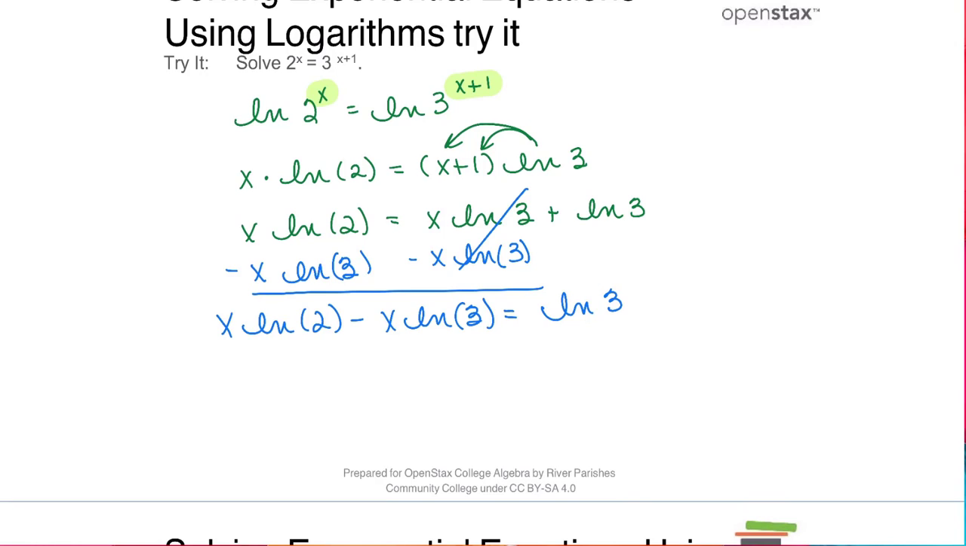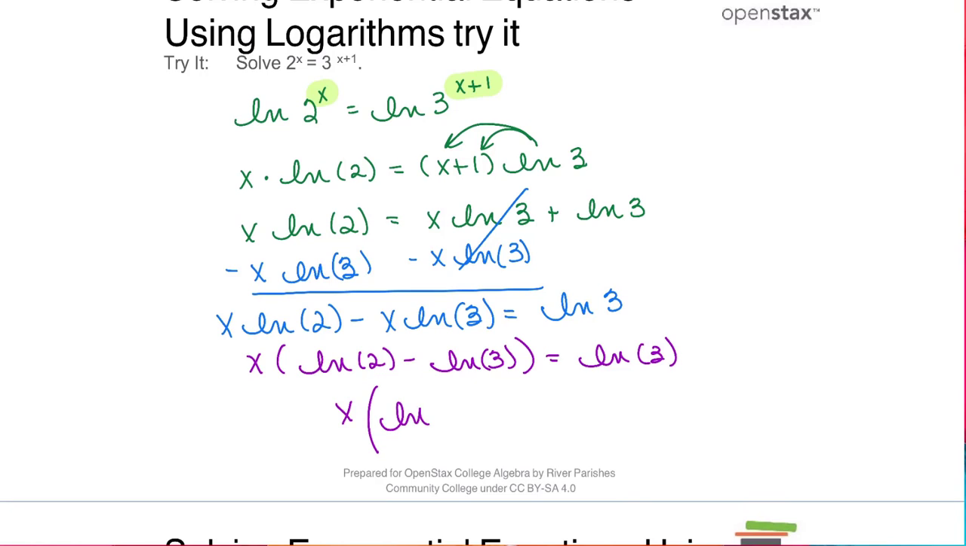And then you want the x by itself, so you have to get creative. Here I would factor the x out because there's an x in both terms. So I end up with x times the quantity ln of 2 minus ln of 3 equals ln of 3. At this point you want x by itself, so you can divide both sides by this if you want. You could also rewrite this as one logarithm. This would be ln of 2/3 because of the quotient rule for logs.